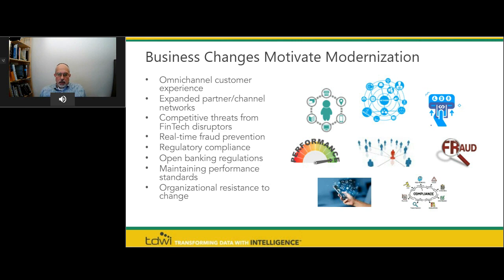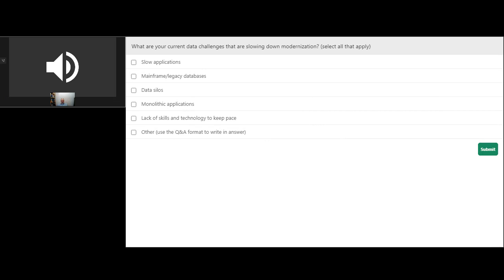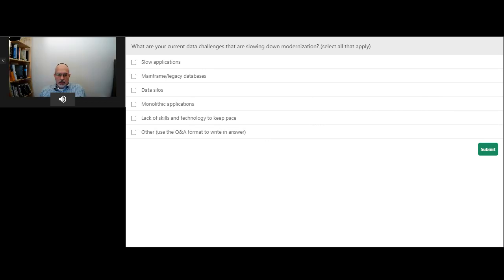So let's take a break here and ask a poll question. What are your current data challenges that are slowing down modernization? We're inviting everybody to select any of these options that might apply. Number one, slow applications. Number two would be maintenance of legacy databases. Number three would be data silos. Number four would be monolithic applications. Number five would be the lack of skills and technology to keep pace. And then finally, we've got a sixth option, which is other.